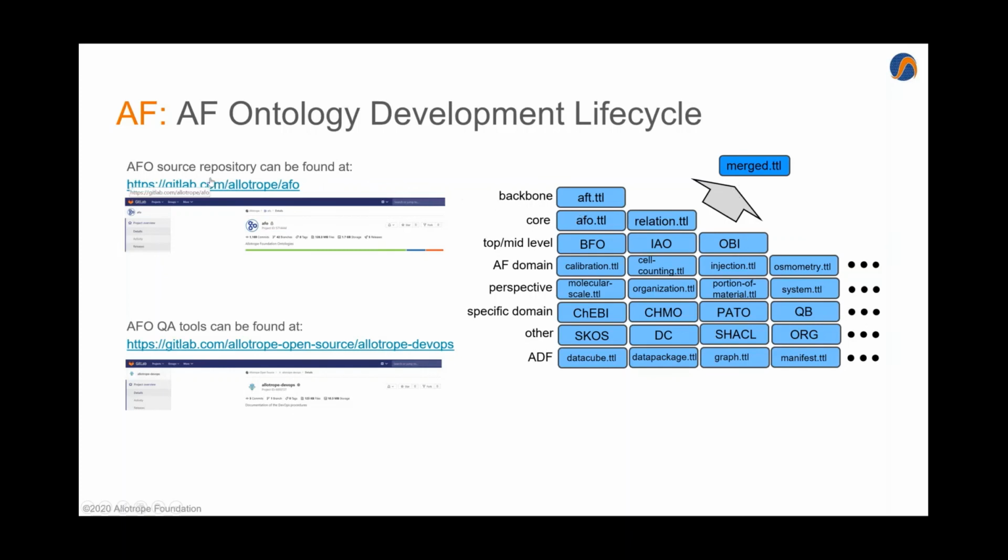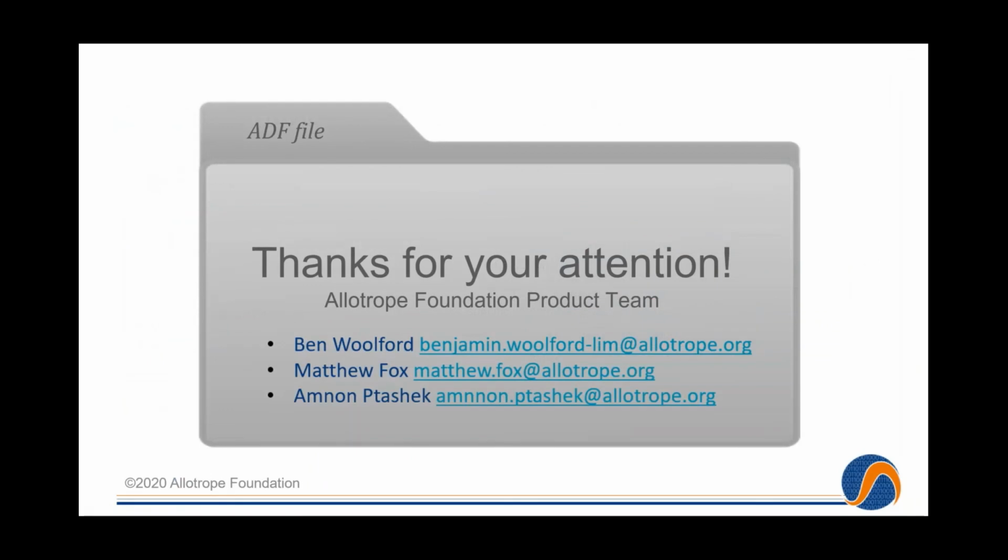And the AFO sources repository can be found at gitlab.com, allotrope/AFO. And the QA tools and the development tools can be found at Allotrope open source, Allotrope DevOps, again on GitLab, which will be discussed in a moment in the presentation that is going to be given by Karen. Thank you for your attention.